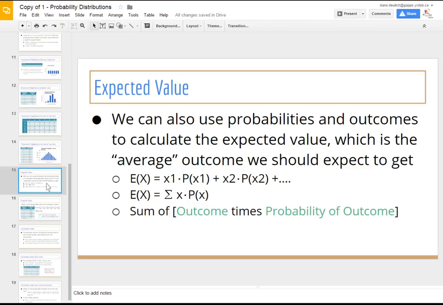We can also look at expected value, what we expect to happen, the average outcome that we would expect to get from a certain event. What we do is we take the outcome, so x1, the first value that happens, we multiply by the probability of that thing happening, so p at x1, and then we add the next product. So the next outcome times its probability plus the next outcome times its probability. We write that like this: the sum of x times the probability of x. So we're doing the sum of the outcome times the probability of the outcome.